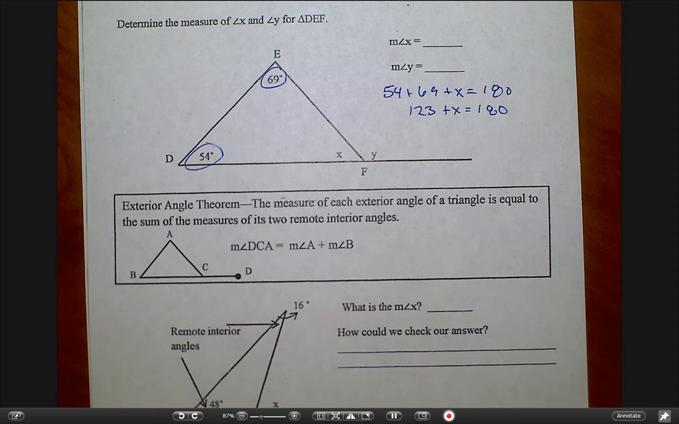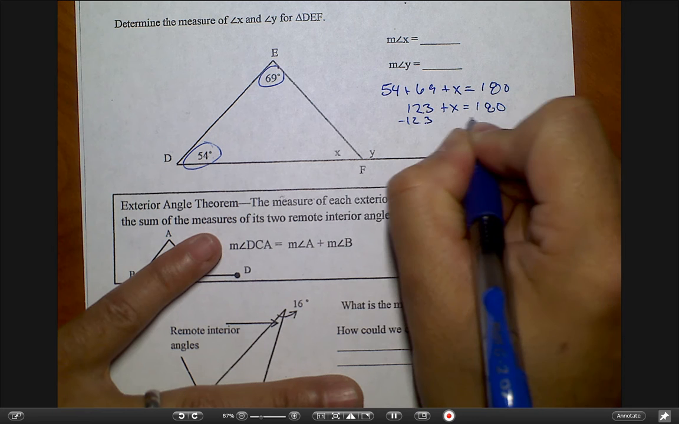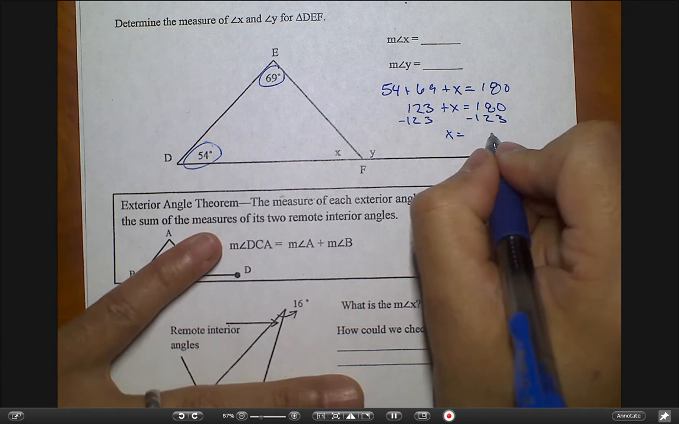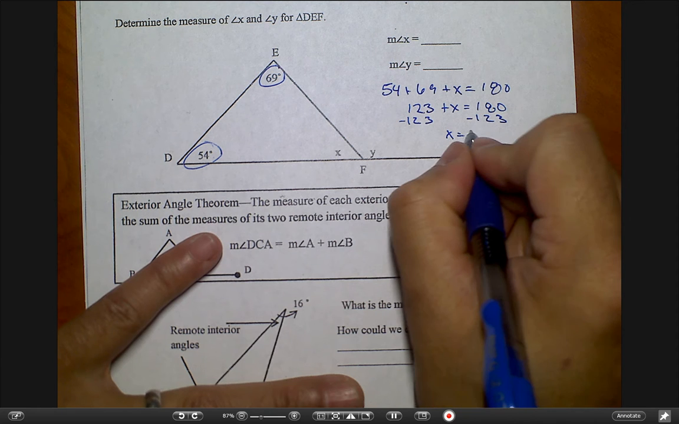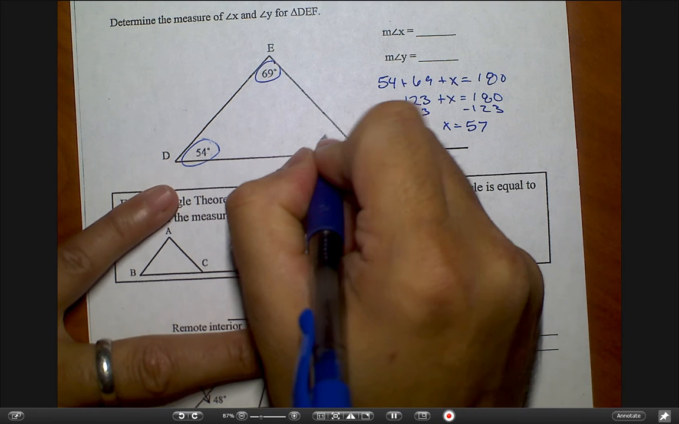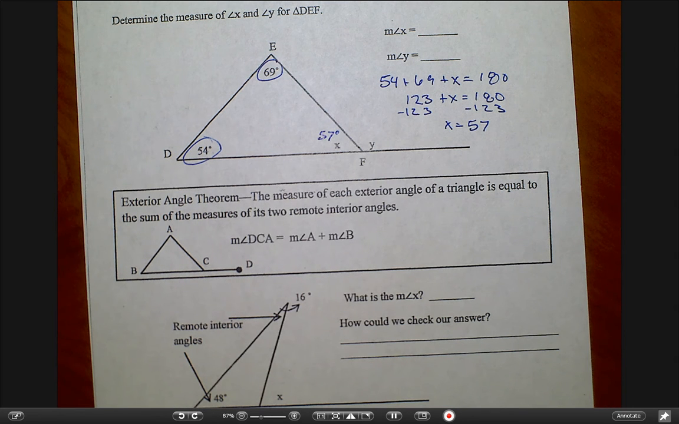Now what do I do? Divide by 120? No. Subtract. Very good. So I'm going to subtract 123. So x is going to be 57. That one there is going to be 57 degrees.